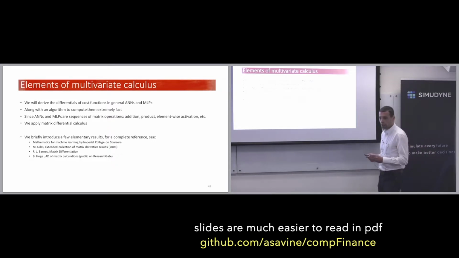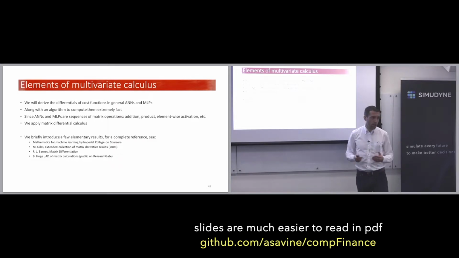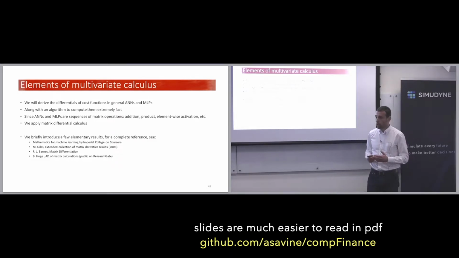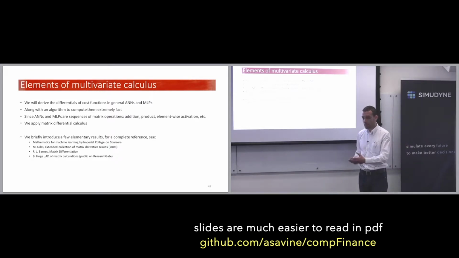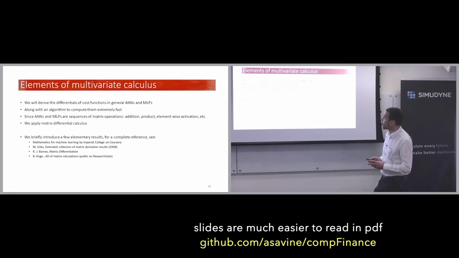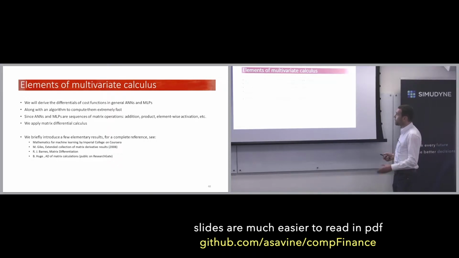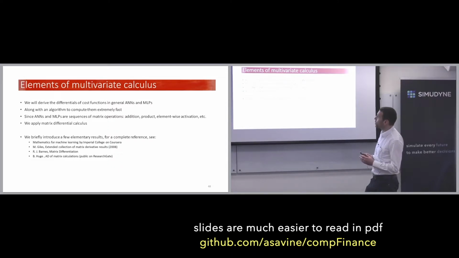Multivariate calculus is an extension of calculus to the multivariate case. It's not particularly difficult. It's usually just an extension in vector and matrix terms of the univariate calculus results that we all know from high school, and they usually extend exactly as one would expect, but it's worth reminding them quickly here. So we will derive the differentials of cost functions in general ANNs, and then a particular case of MLPs, along with an algorithm to compute them extremely fast.